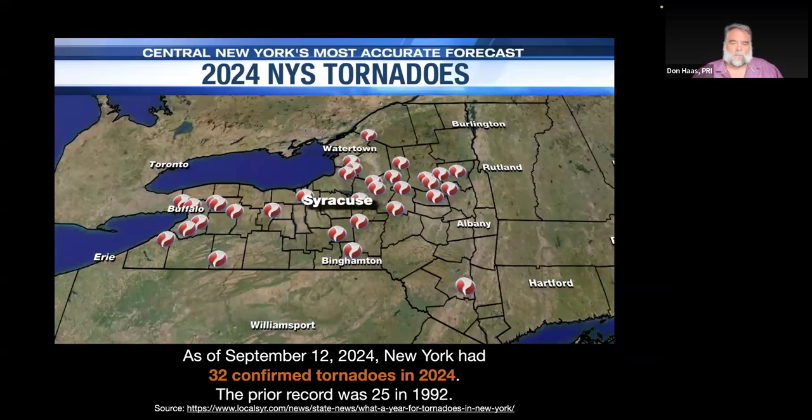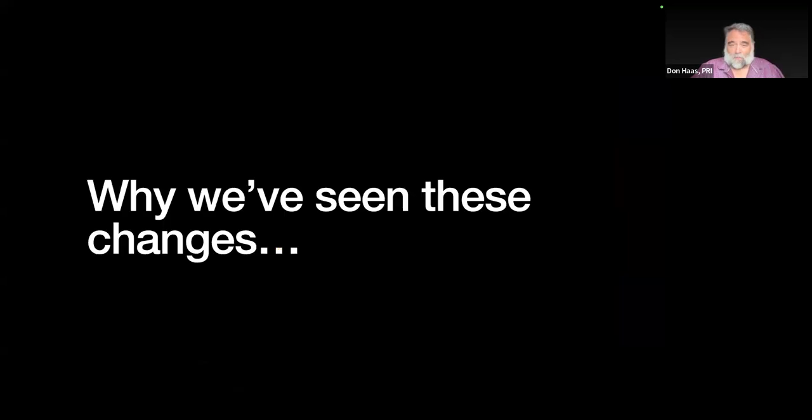Last year, we set a record for confirmed tornadoes in New York State. I believe the record in 2020 was 32, which beat the old record of 25. But if there were any after September 12th, they weren't counted in this graphic.